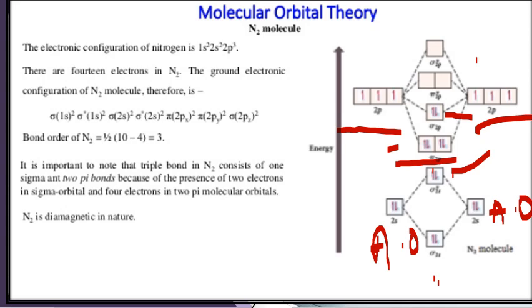Now what will be the bond order for this nitrogen? How many electrons are in the bonding molecular orbital? That is 6, minus how many electrons in the anti-bonding molecular orbital?